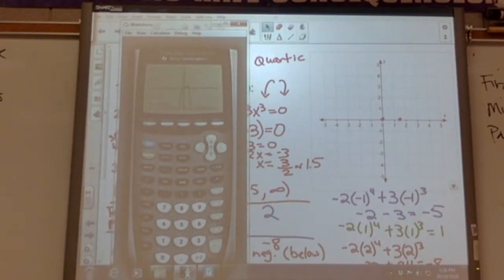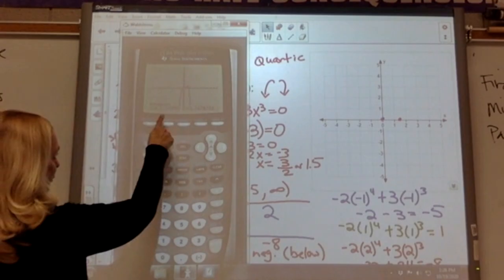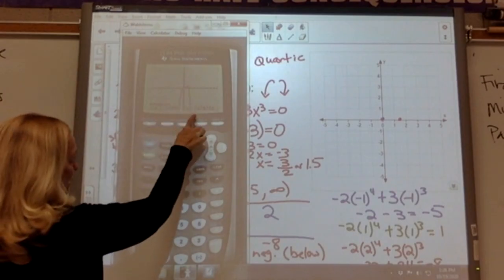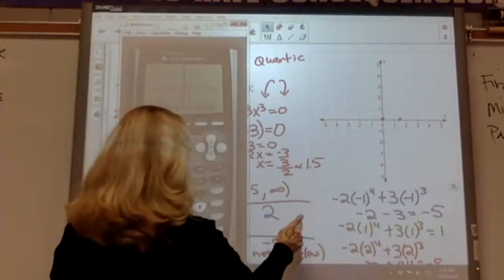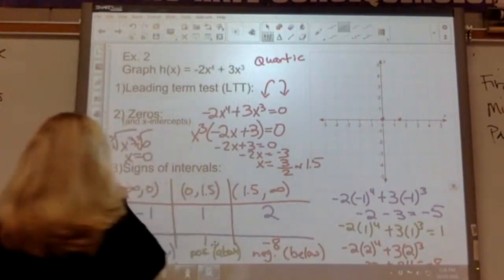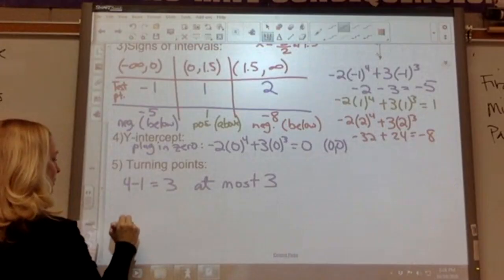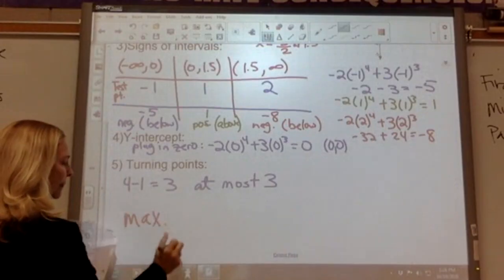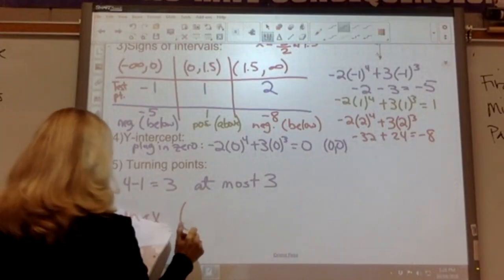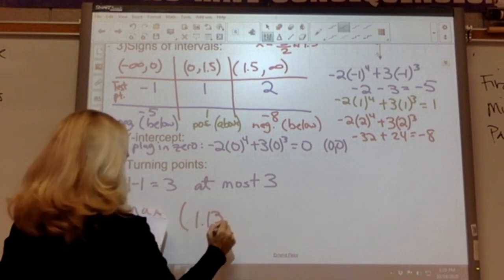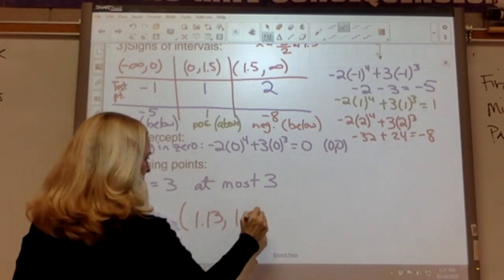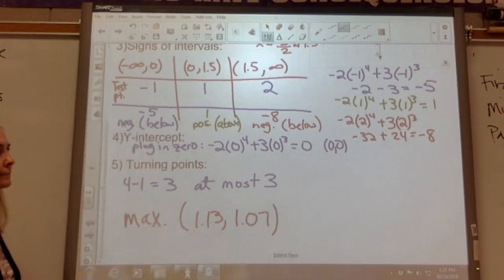And so I get these decimals. All right, so I'm just going to round it to 2 decimals. So I get 1.13, comma 1.07. All right, so that's an important point I'm going to write down. I'll put it down here. Okay, so the maximum is at the point 1.13, comma 1.07. That's the maximum.